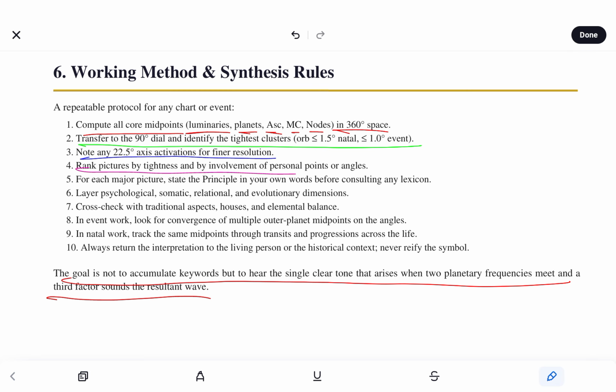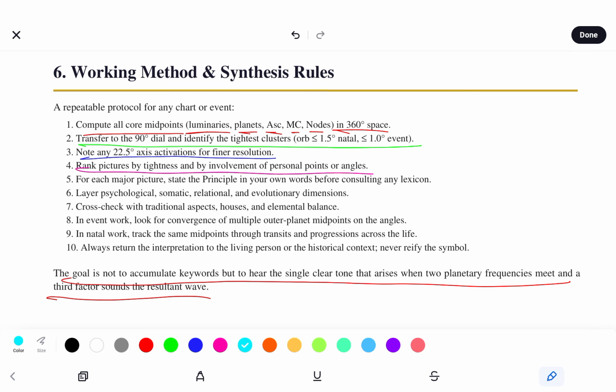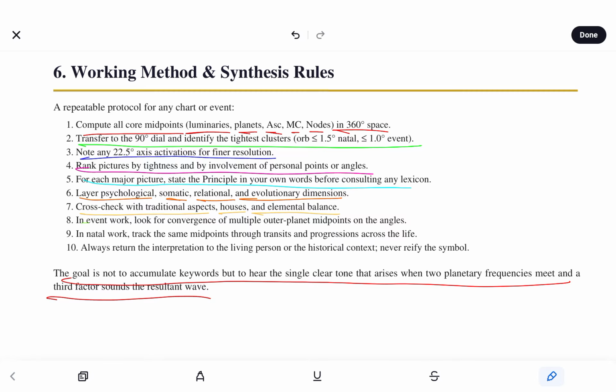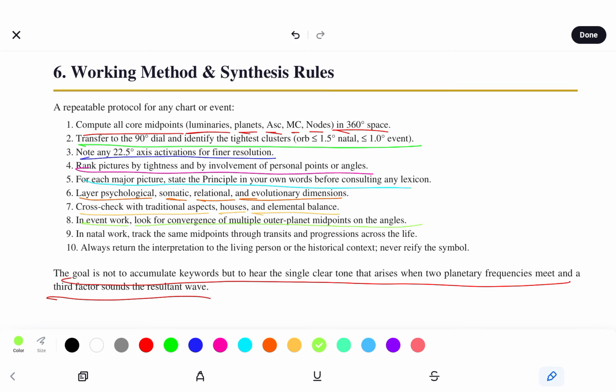Rank pictures by tightness and by involvement of personal points or angles. For each major picture, state the principle in your own words before consulting any lexicon. Layer psychological, somatic, relational, and evolutionary dimensions. Cross-check with traditional aspects, houses, and elemental balance. In event work, look for convergence of multiple outer planet midpoints on the angles. In natal work, track the same midpoints through transits and progressions across life. Always return the interpretation to the living person or the historical context. Never refine the symbol.